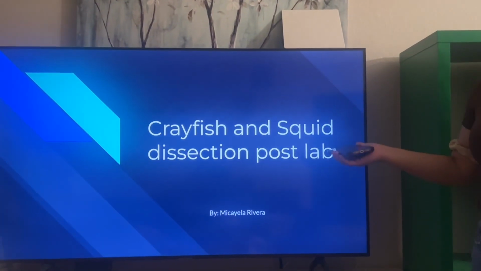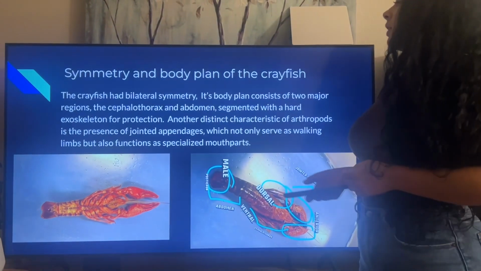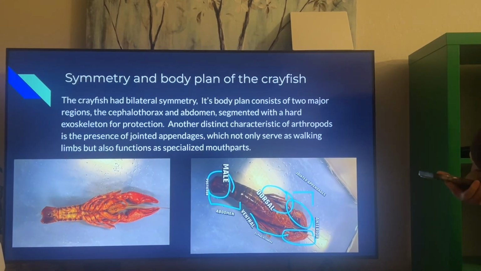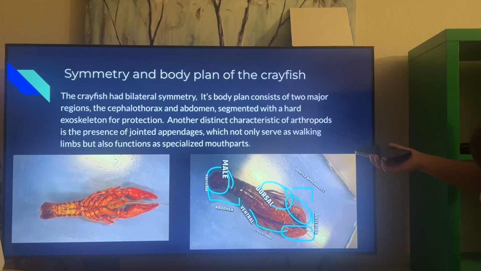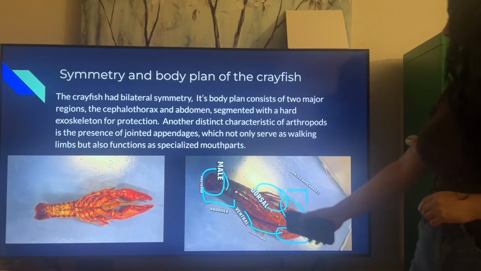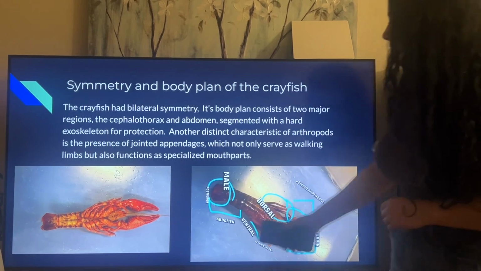Crayfish and squid dissection post lab by me. Right here we can see the symmetry and body plan of the crayfish. The crayfish had bilateral symmetry. Its body plan consists of two major regions, the cephalothorax and abdomen. We can see their anterior, dorsal, ventral, and posterior sides.